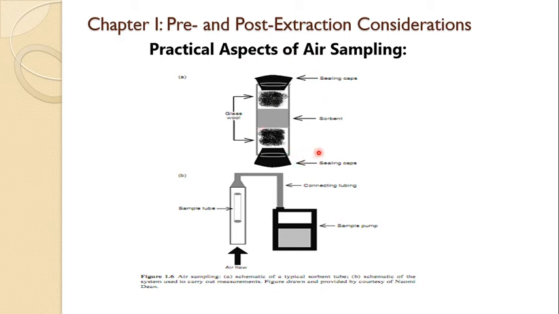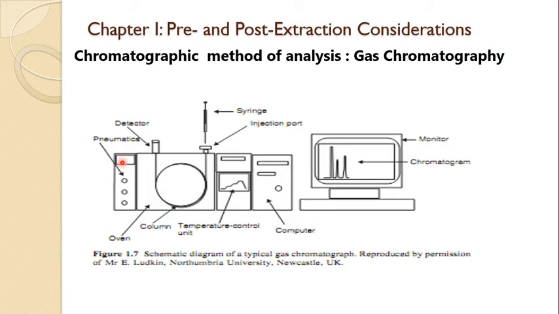In this way we have seen the sampling strategy for solid, liquid and gaseous materials. Next are the chromatographic methods of analysis: gas chromatography and liquid chromatography. All of you know that in gas chromatography the gas is the mobile phase and the solid is the stationary phase. This is the schematic diagram of a typical gas chromatograph, in which this is the syringe.